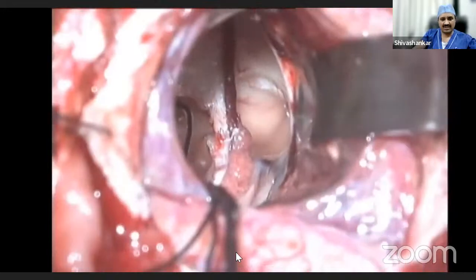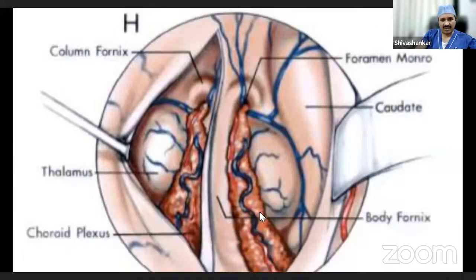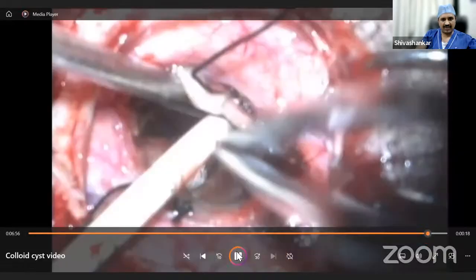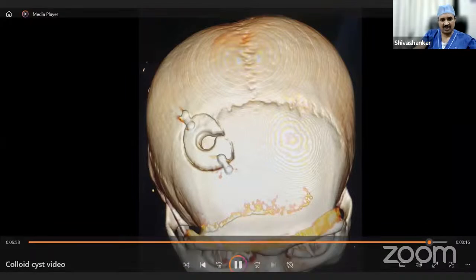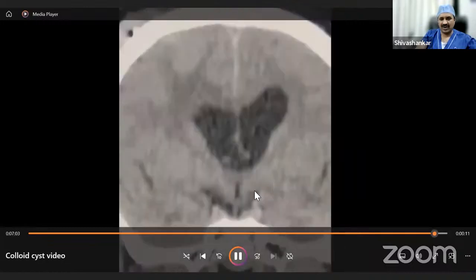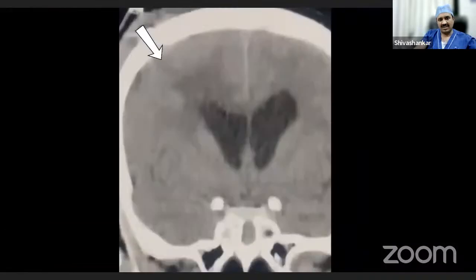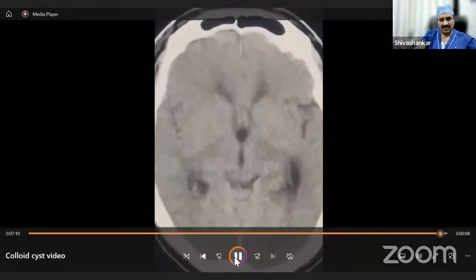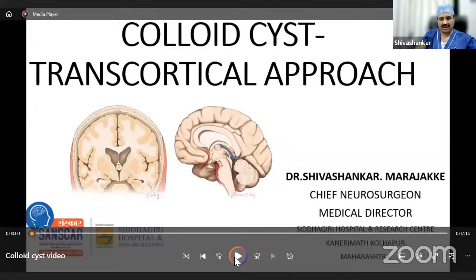Here you can see the anatomy now. This is what we saw, both the foramen of Monro, both the choroid plexus and fornix, and all the surrounding veins. And in this case, since it was an emergency, I had placed the EVD, and this is the craniotomy that we did, and this is a post-op CT scan, which shows resolution of hydrocephalus and the cyst has been completely taken out, and that was a corticectomy that we did, taken to the lateral ventricle. So this is the post-op CT scan. The patient did well, and he didn't have memory disturbances.